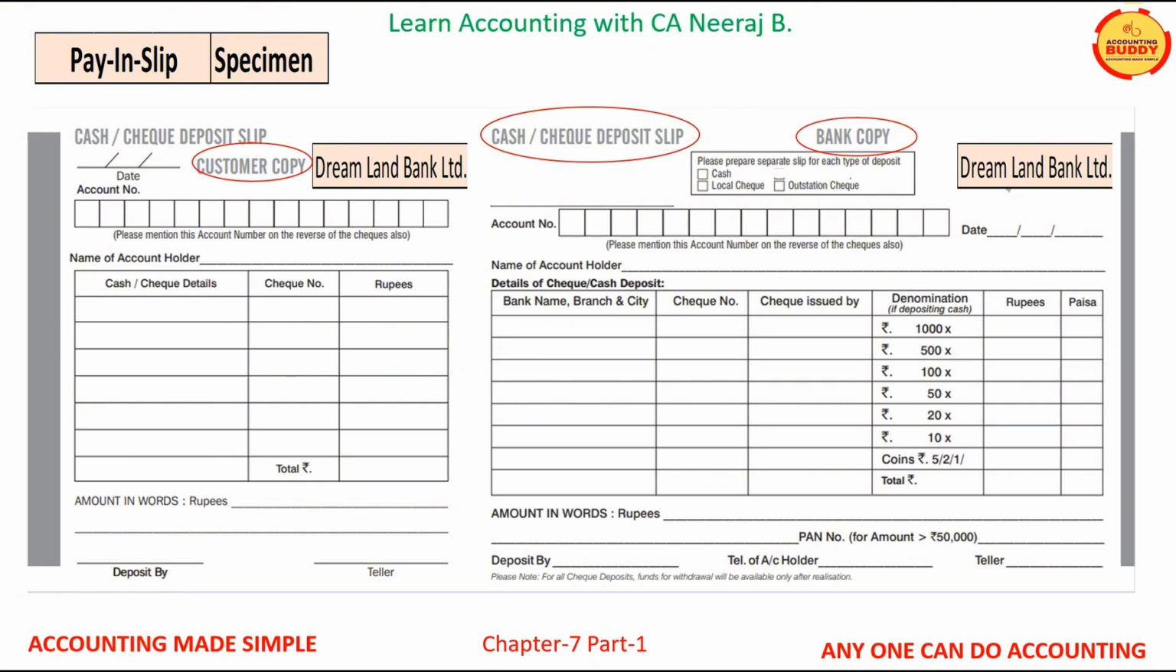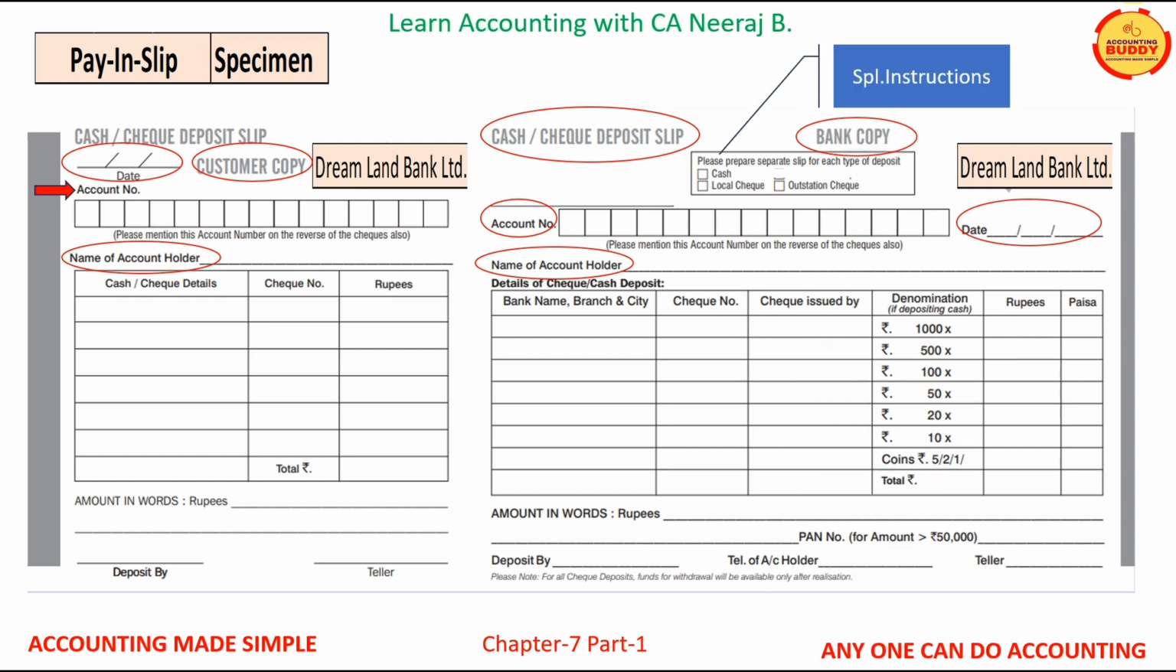The date of deposit needs to be mentioned on both sides. The bank account number in which the cash or the check is required to be deposited together with the name of the account holder needs to be mentioned on both sides of the pay-in slip. Special instructions, if any, are also pre-printed on the pay-in slip. For instance, in the displayed pay-in slip, the written instruction is please prepare separate slip for each type of deposit, and three boxes are given: cash, local checks and outstation check.